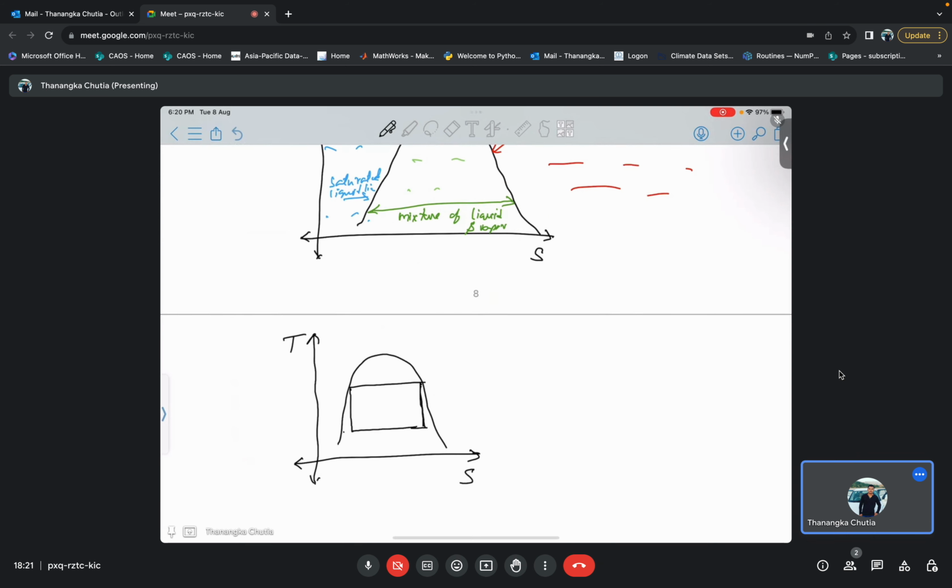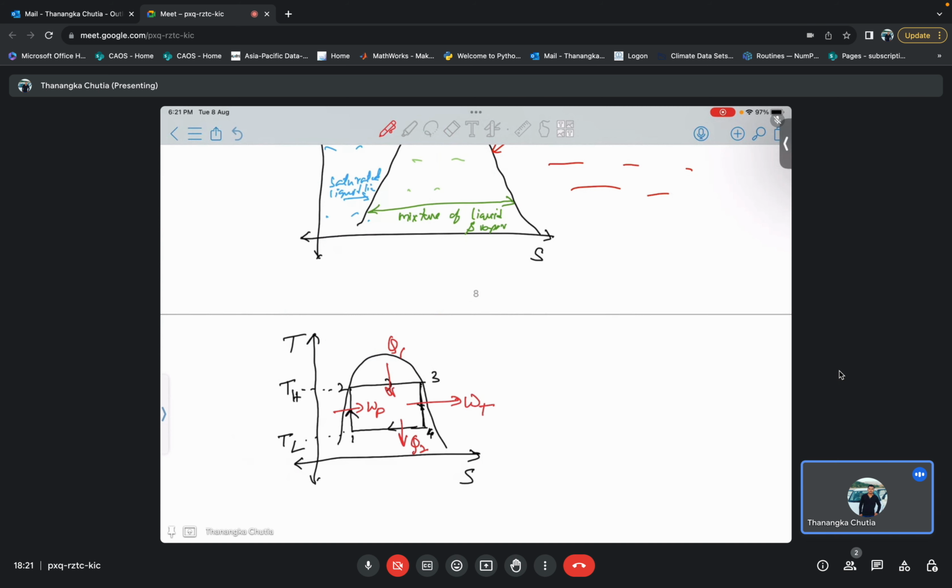Now I name these points 1, 2, 3, and 4. This will be my TH and this will be my TL. This part will be my WP, this part will be my WT, and this part will be my Q1, and this part will be my Q2.